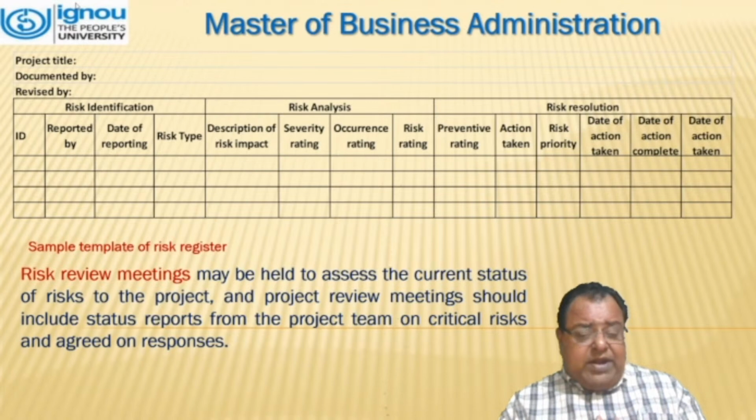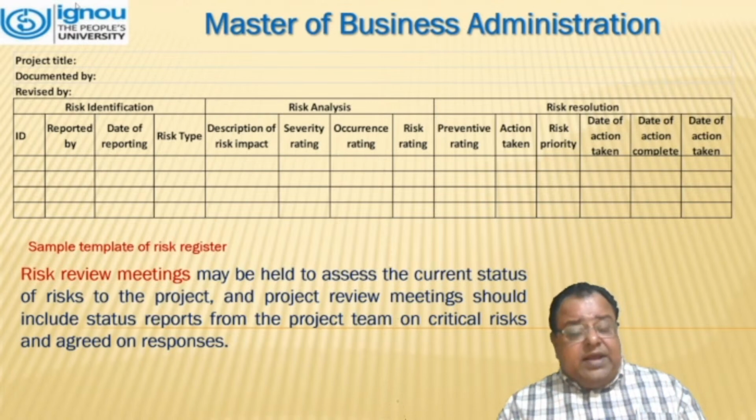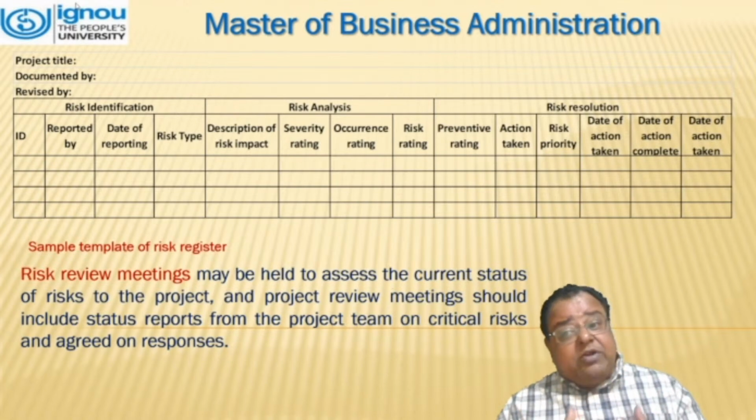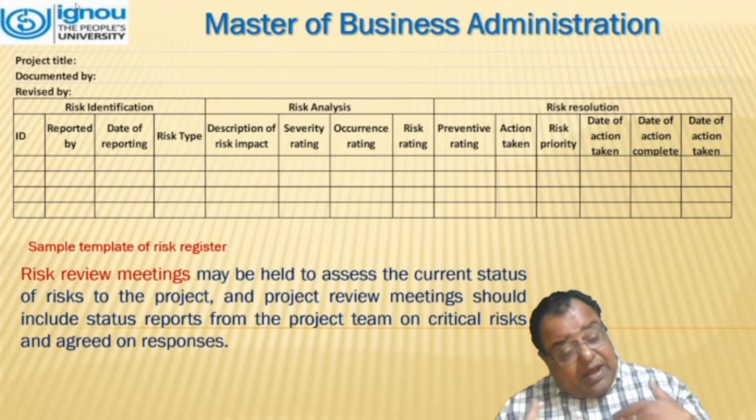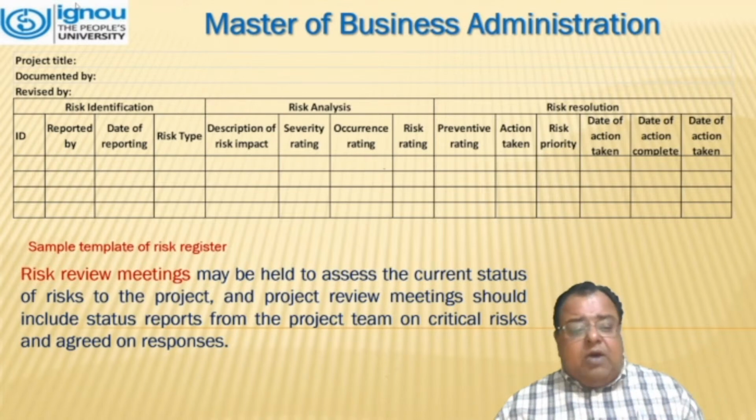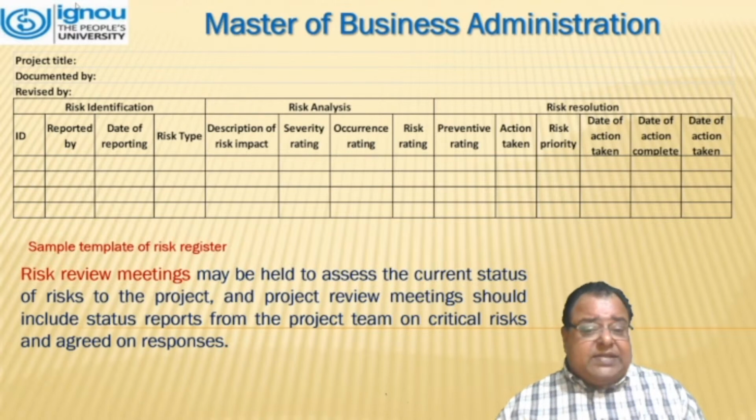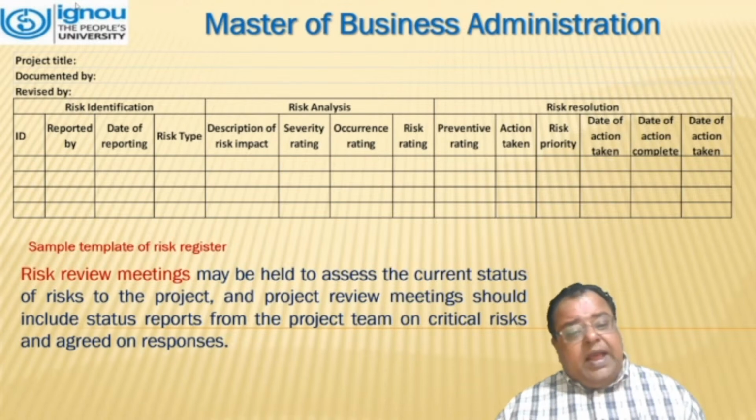And lastly, it is risk resolution. What is preventive rating? Action taken, risk priority, date of action taken, and date of action complete. That means at the last stage. Now, risk review meetings are held to assess the current status of the risk to the project. And project review meetings should include status reports from the project team on critical risks and agreed responses.